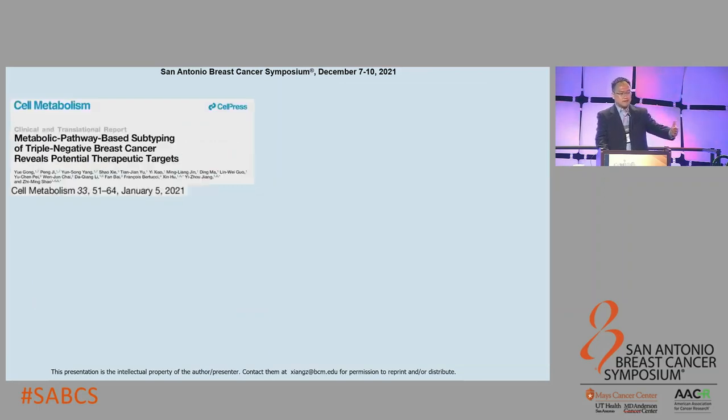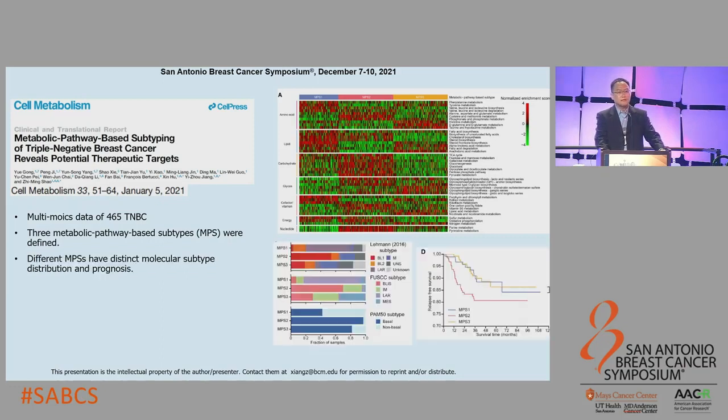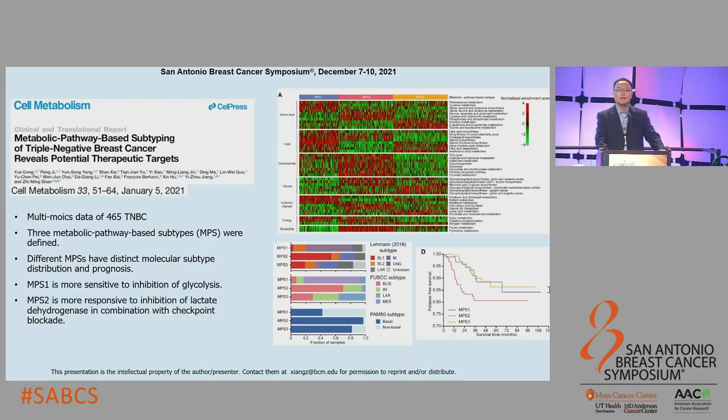Going one step further, Dr. Zhiming Shao's lab at Fudan University in China directly profiled triple-negative breast cancer at multiple levels. They studied 465 triple-negative breast cancers, and looking at their metabolic profile, they defined three metabolic pathway-based subtypes. This classification shares some information with the existing subtypes in the literature, but also has some distinct information in there.